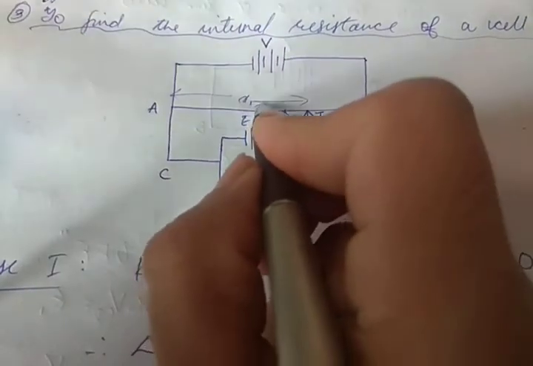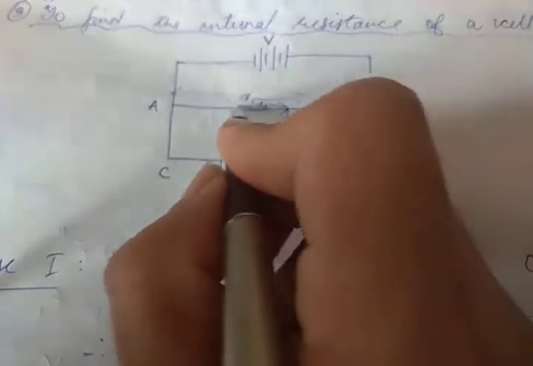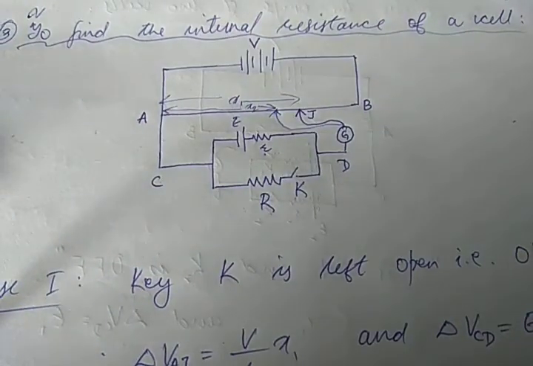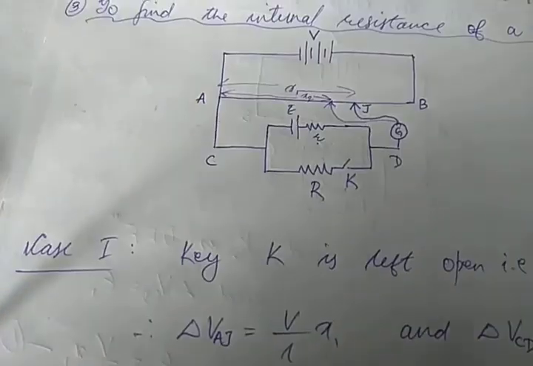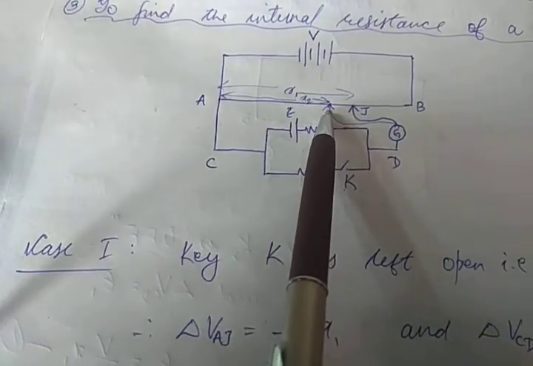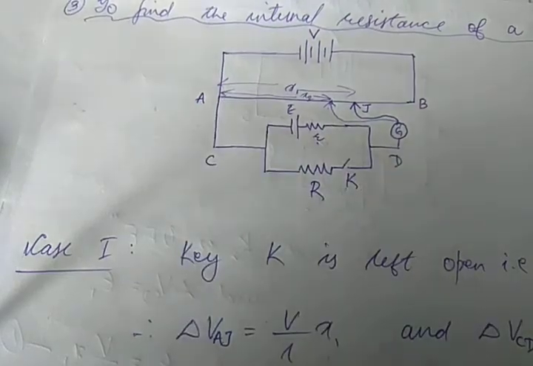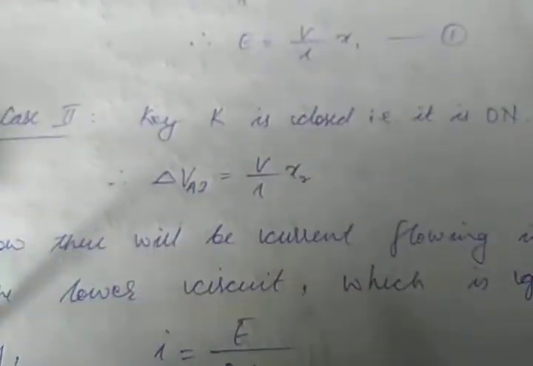At some distance x2. This is distance x2. So delta V_AJ, the potential difference across AJ, where we are finding the null point, will be V upon L into x2.